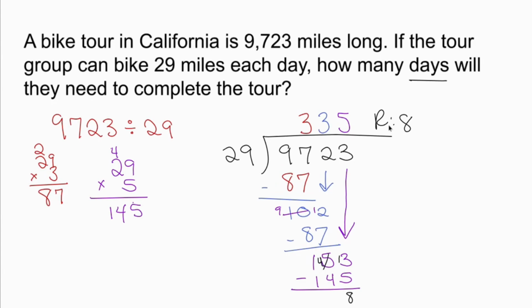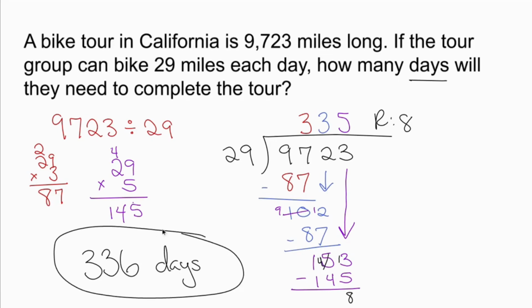So we're not going to answer 335. Because if you're thinking 335, that's not going to cover all of these miles, because it's going to be 8 miles short. So our answer is going to be 336 days. So these problems are kind of complicated, especially when you have remainders, but we did it. And that's that for division.